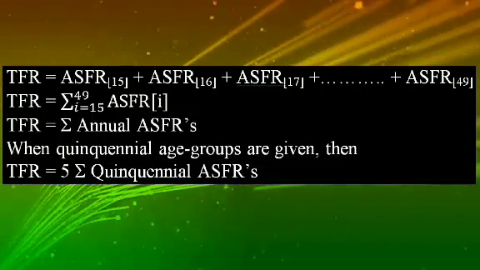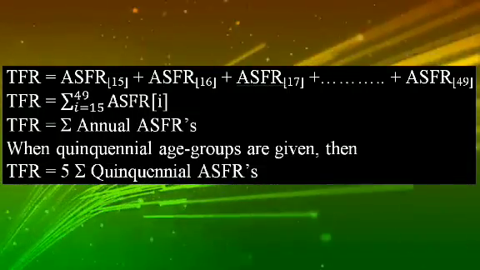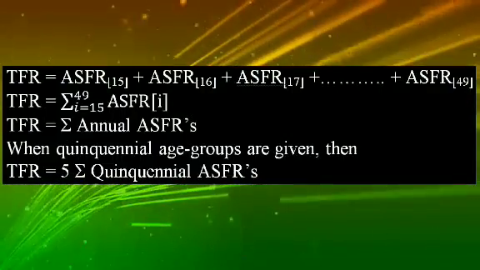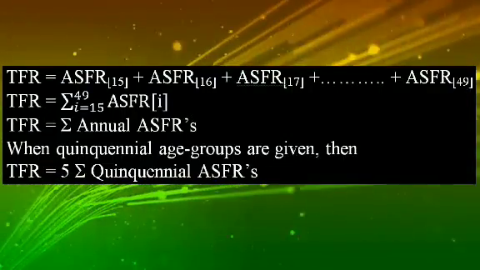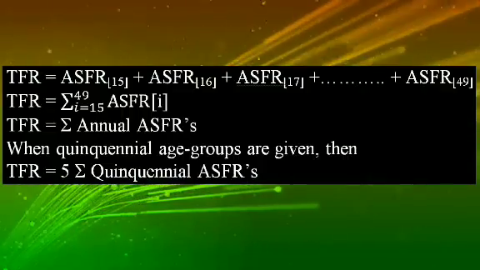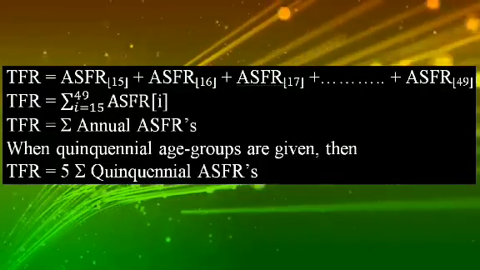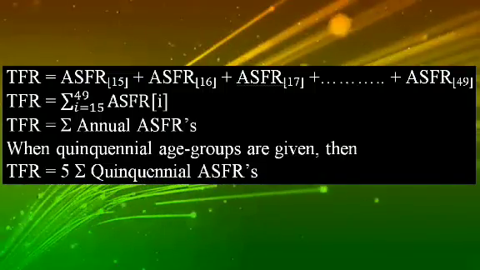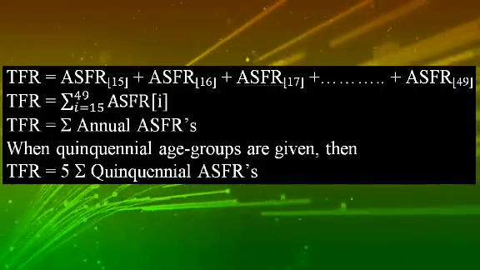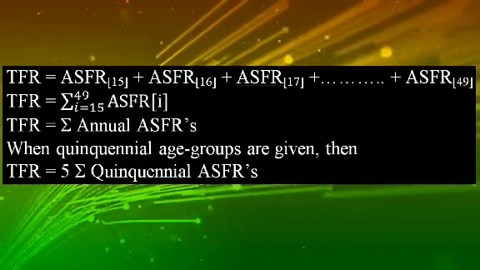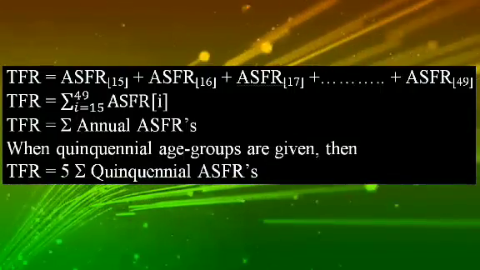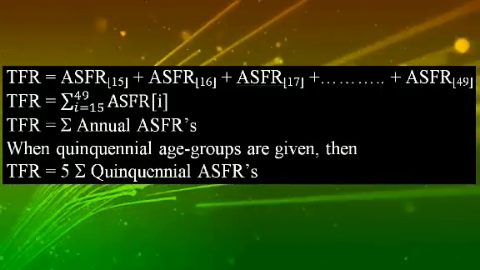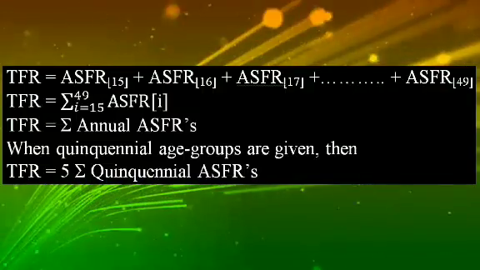In the second formula, TFR equal to 5 into sigma quinquennial ASFR, which means if the difference between the age groups, or the width of the class, is 5, the total ASFR value has to be multiplied by 5. When the width is not exactly 5, then the total ASFR will be taken as TFR.